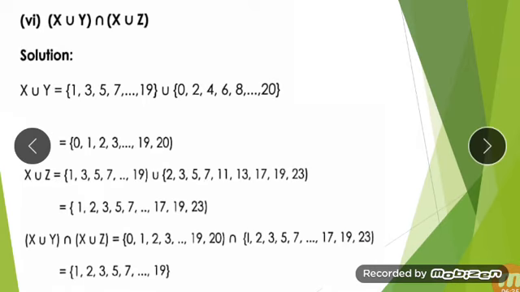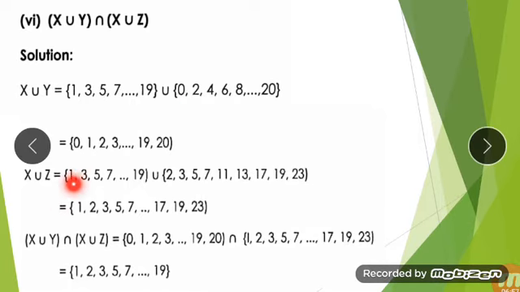Now we have the fourth part. The fourth part states that first of all we are going to take the union of X and Y and the union of X and Z, then we are going to take their intersection. So first of all, let's solve the bracket X union Y. So this is the X set and this is the Y set, and their union will be from 0 till 20, meaning the combination of even and odd numbers.